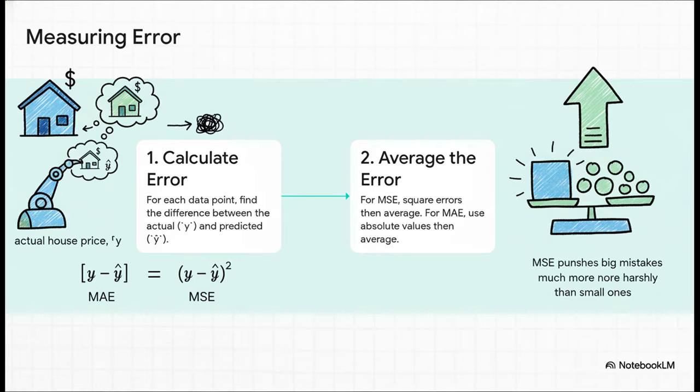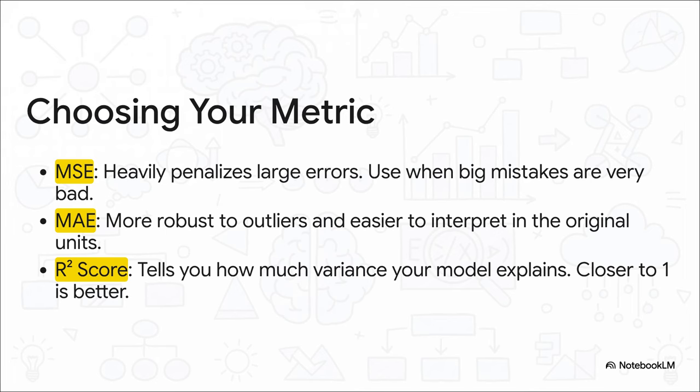So you get 20K squared plus -10K squared, then average that. Notice how that 20K error suddenly becomes way bigger? MSE really punishes large mistakes. So when do you use which one?